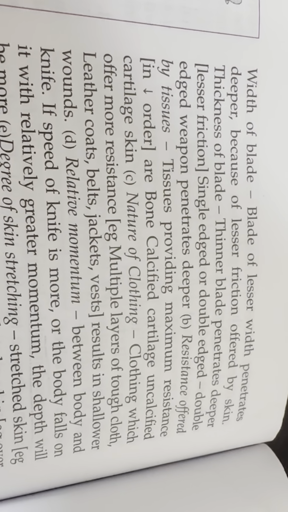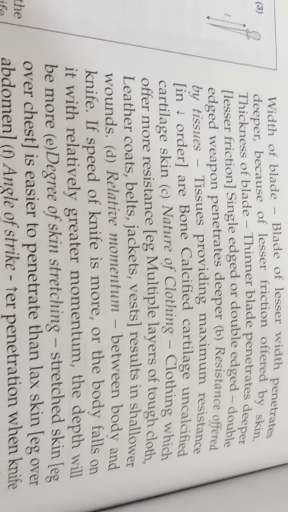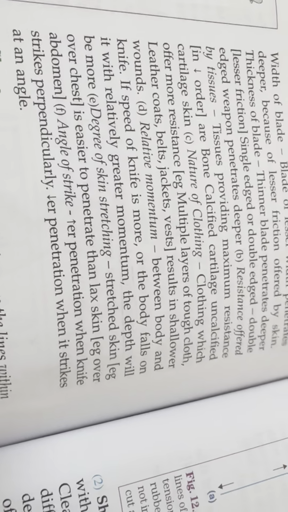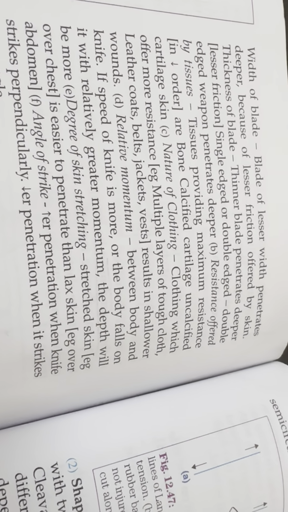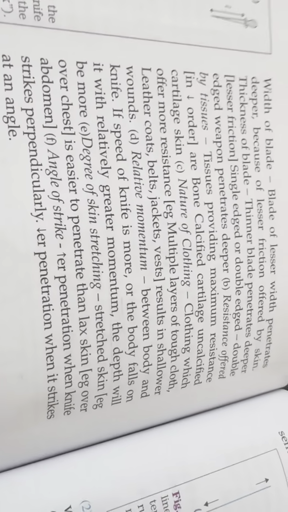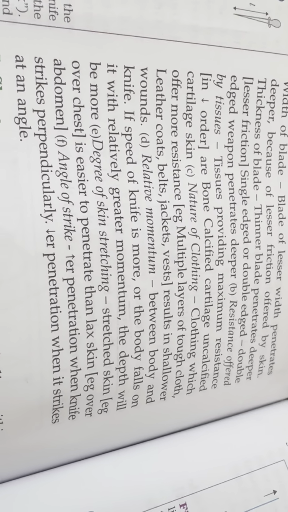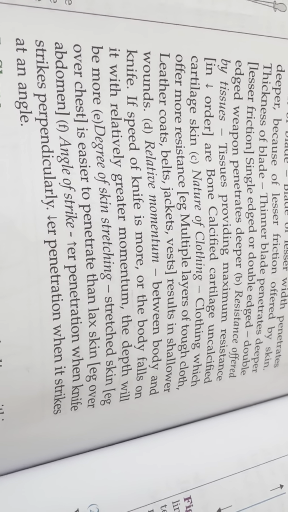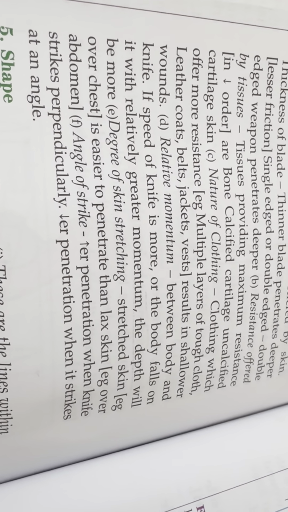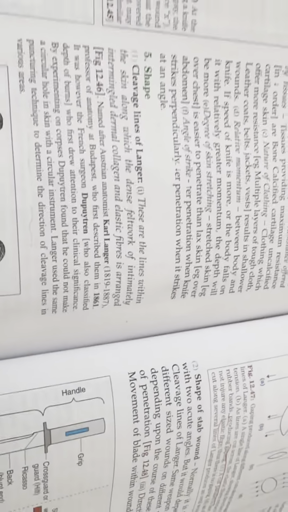The tissues providing maximum resistance are, in order, bone, calcified cartilage, uncalcified cartilage, and skin. Nature of clothing offers more resistance: multiple layers, tougher cloth, leather coat, belt, jacket, vest, resulting in shallower penetration. Relative movement between body and knife: if the speed of the knife is more, or the body falls on it, the relative movement is greater and the depth will be more. Degree of skin stretching: stretched skin over the chest is easier to penetrate than lax skin. Angle of strike: penetration increases when the knife strikes perpendicularly and decreases when it strikes at an angle.